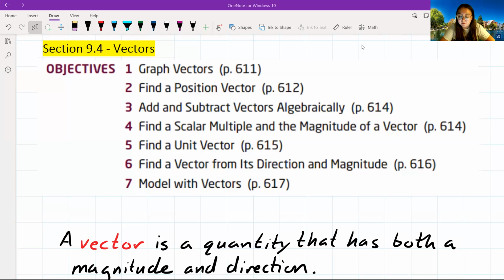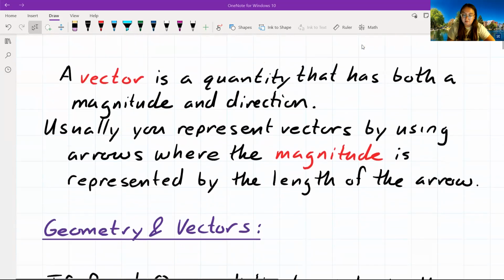4, find a scalar multiple and a magnitude of a vector. 5, find a unit vector. 6, find a vector from its direction and magnitude. And 7, model with vectors. So quite a few items in total with vectors here, so let's get started with some introduction before objective 1.